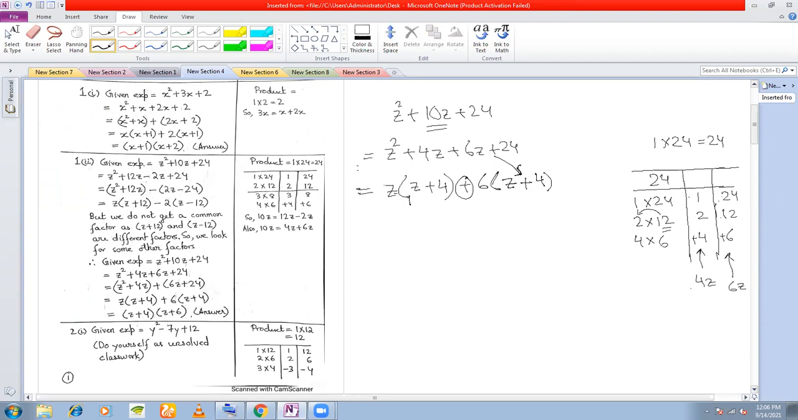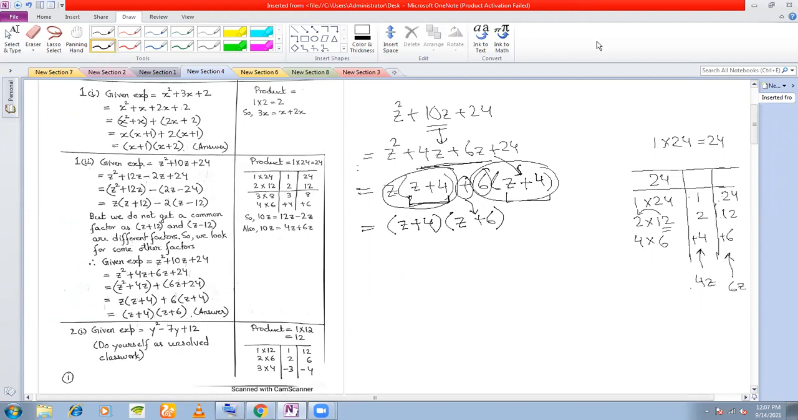Now you see, the way I've split 10z now, this is correct. Okay, because I'm getting z plus 4 here, and I'm also getting z plus 4 here. So now I can take z plus 4 out, and from this entire term, if I'm taking out z plus 4, I'm only left with z. So this plus sign comes here. And from this entire term, if I'm taking out z plus 4, I'm only left with this 6. So z plus 4 into z plus 6.